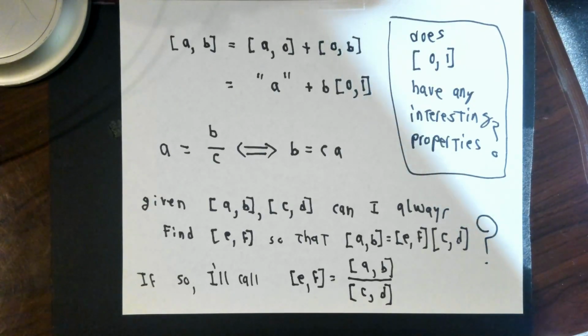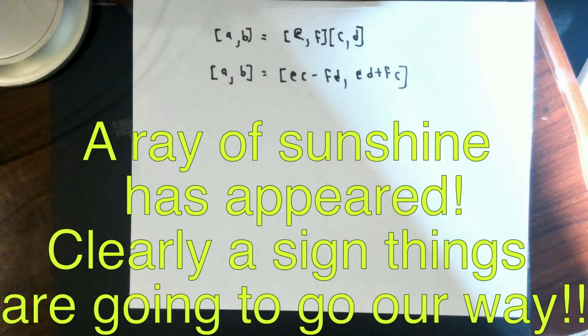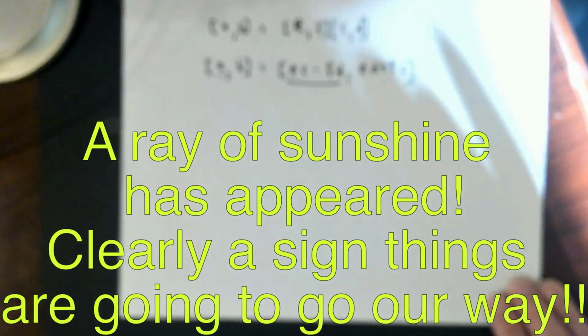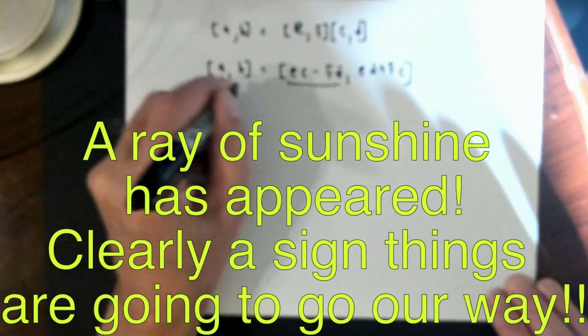And I want to mention again, I have no idea at this moment whether or not it's possible to do this. If it is possible to do it, I don't know if there's only one way to do it for a given pair AB and CD. If I write out the multiplication that I want to be true, for this to work, that number and that number must be the same.